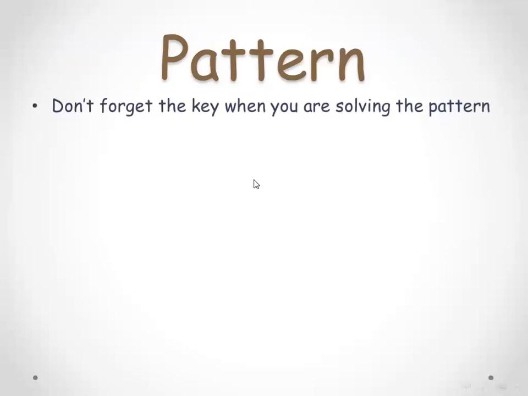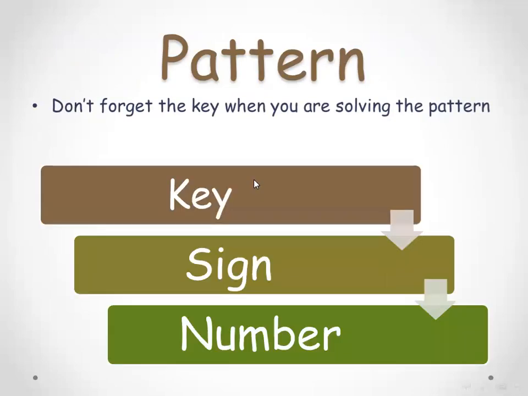Pattern. Don't forget the key when you are solving the pattern. You remember the key? The key consists of sign and number. The sign can be plus, minus, times, or divide. And the number, you get according to the sign. You divide the first two numbers or any two consecutive numbers, or you subtract two consecutive numbers to get the number.